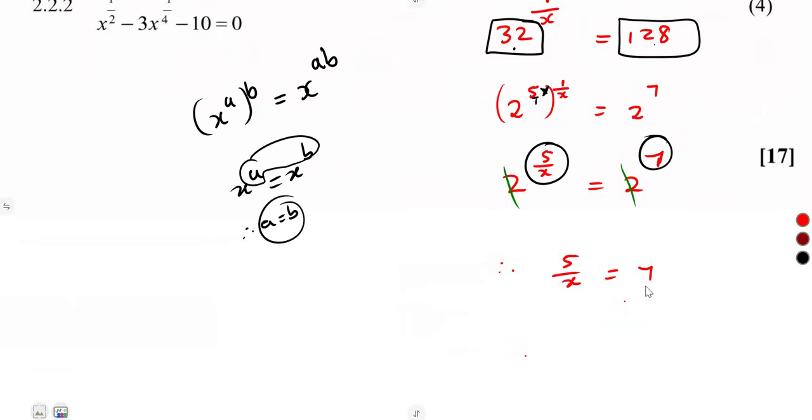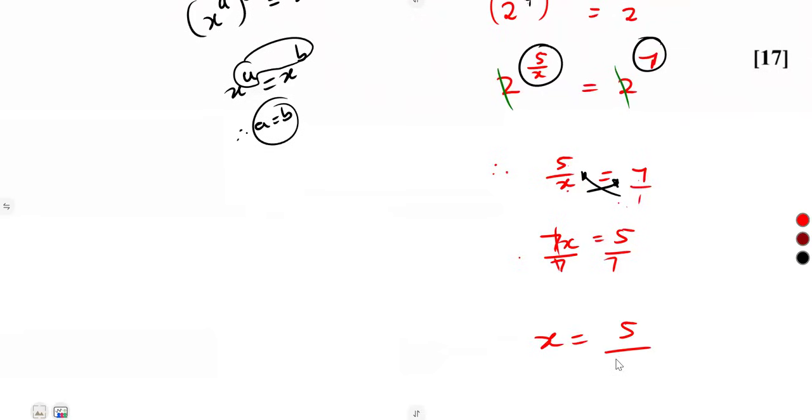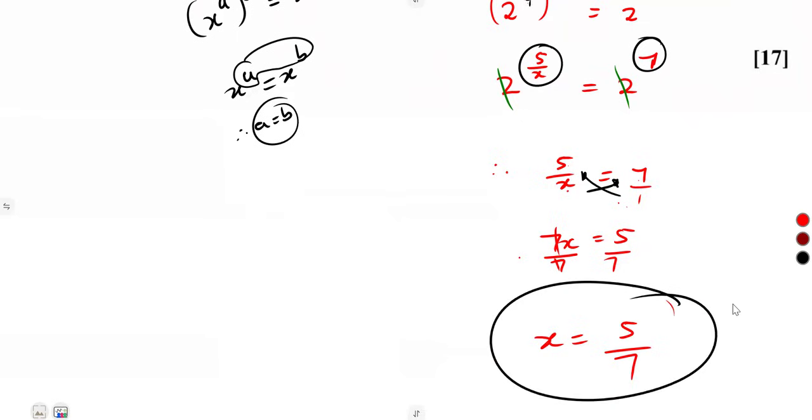So let us solve for x. 7 is same as 7 over 1. So you can easily cross multiply: x times 7, 7x, 1 times 5, that's 5. So simply divide by 7, and we have got the value of x from there. So therefore, x is equal to 5 over 7.